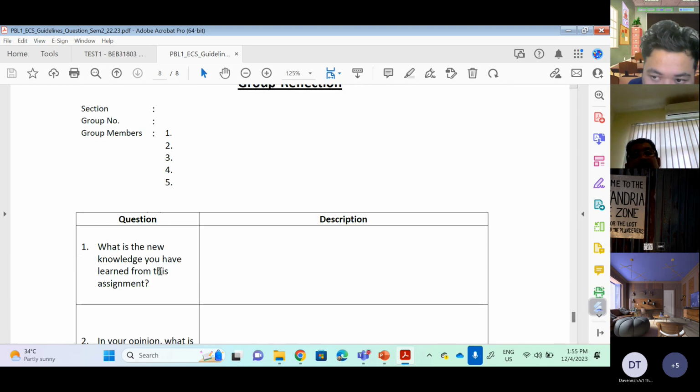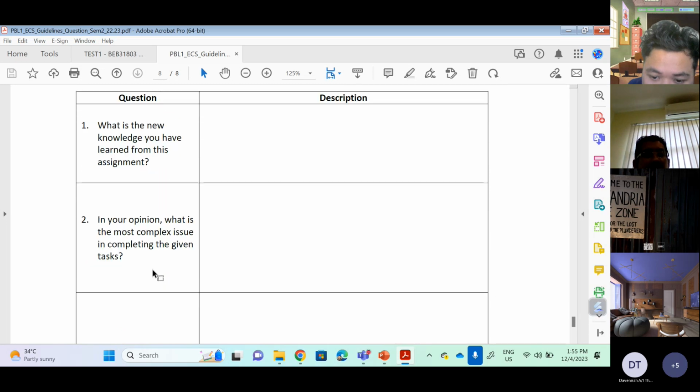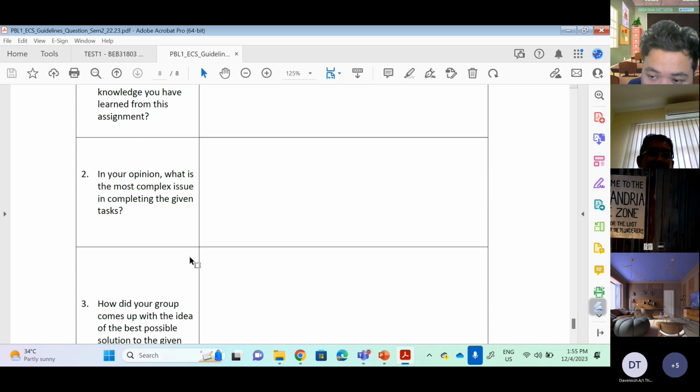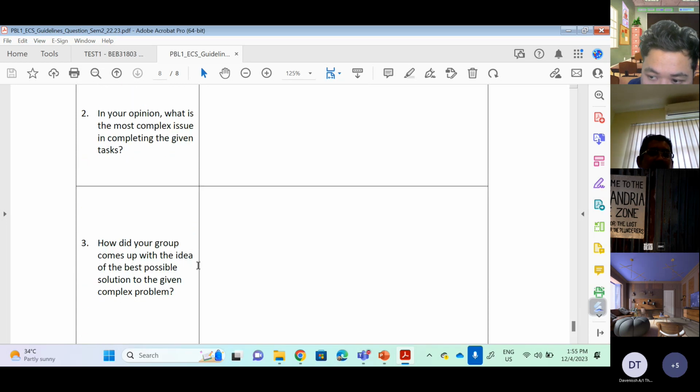What's the new knowledge that you learn from this assignment? In your opinion, what is the most complex issue in completing the given task? How did your group come up with the idea of the best possible solutions?